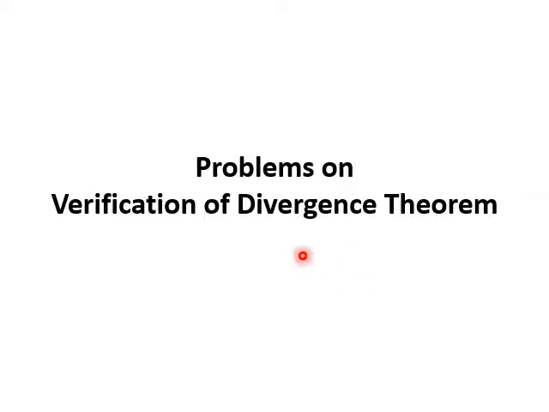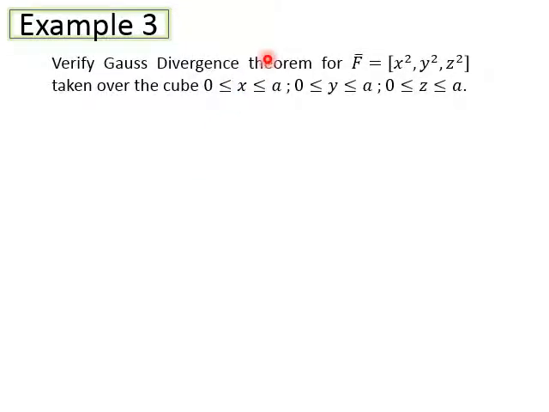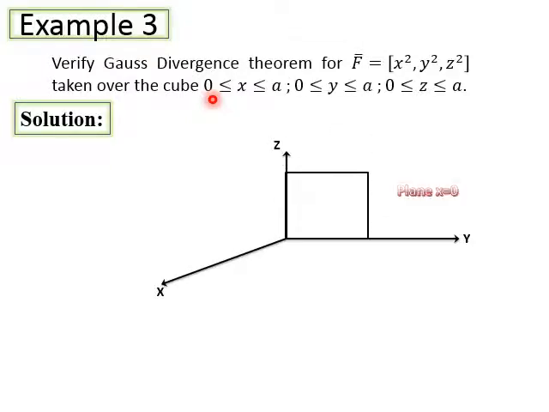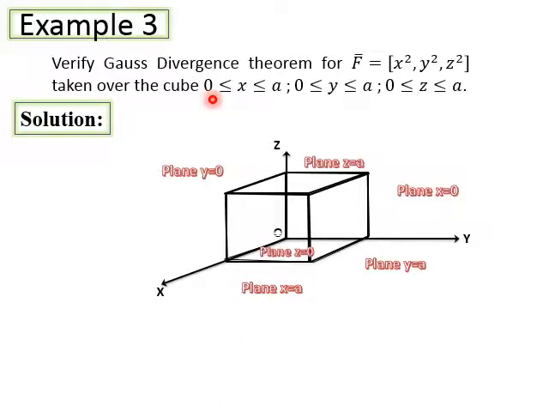Now we are going to see one example problem on verification of divergence theorem. Example 3. Verify Gauss divergence theorem for f bar taken over the cube with sides a units. Here we will just visualize the surface, the cube. The surface cube is a piecewise smooth surface. It is having 6 faces.